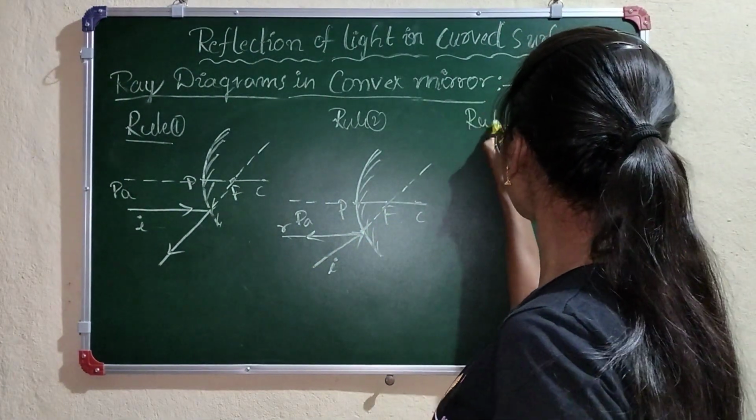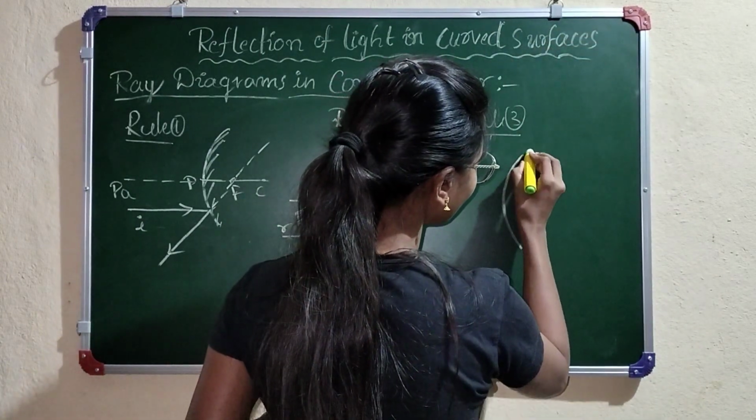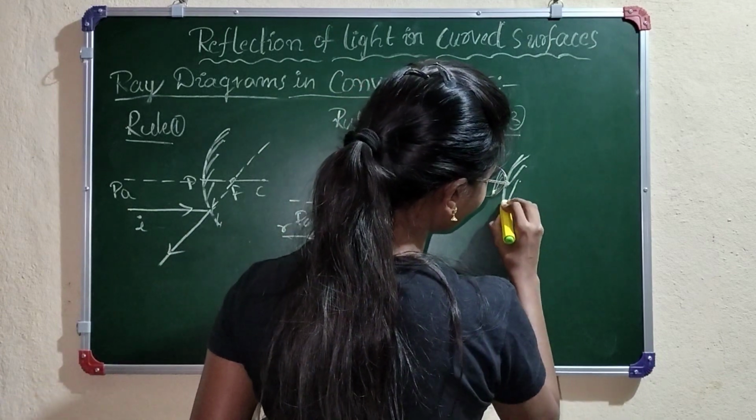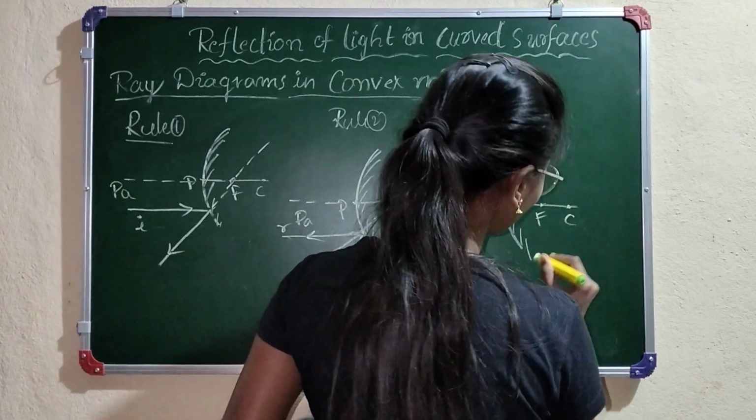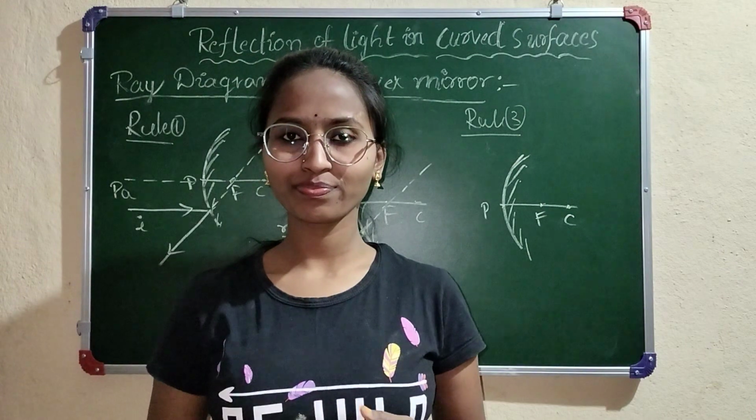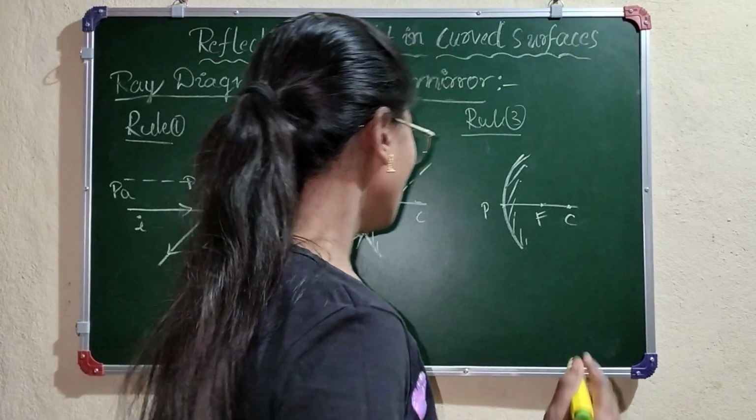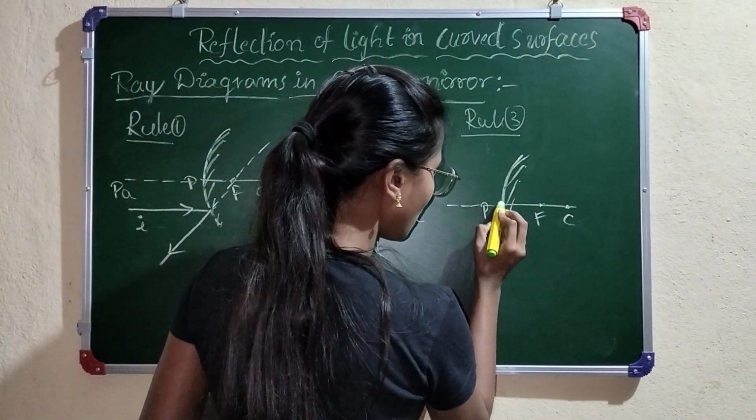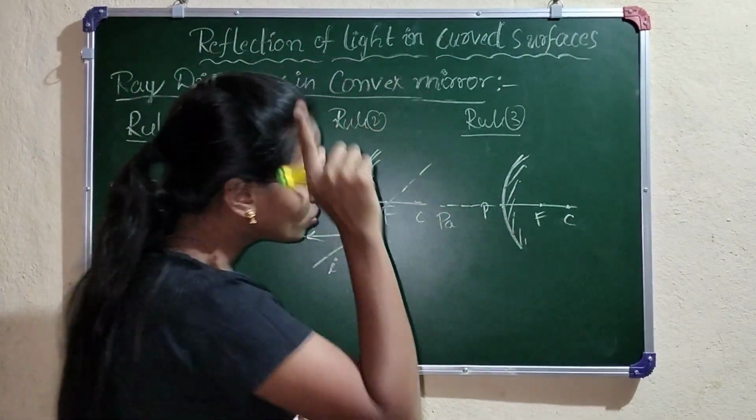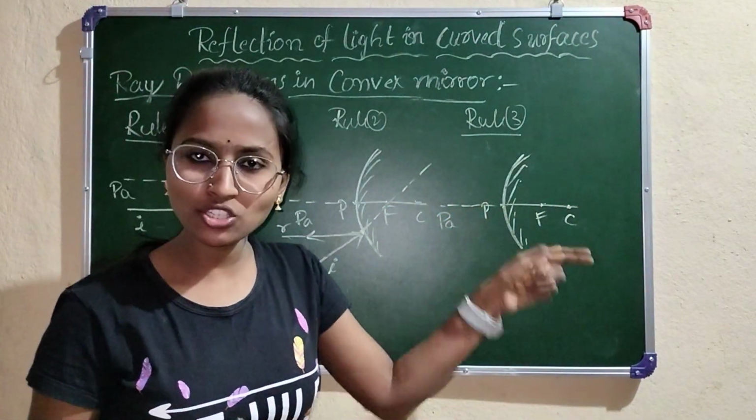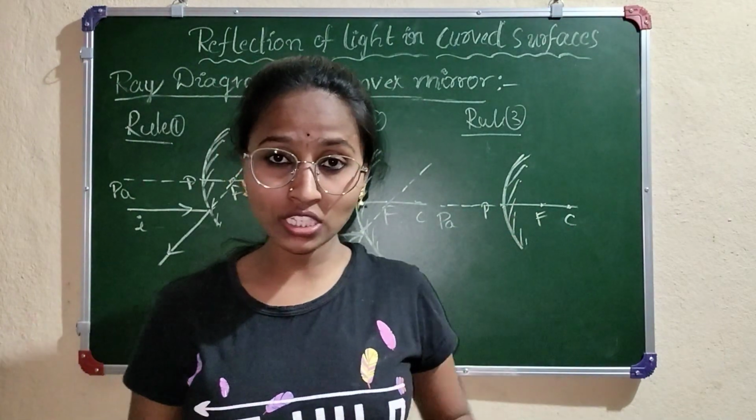Next, rule 3. I'm extending the principal axis. So now, the rule 3, what is there? If the incident ray passes through the center of curvature, am I clear? Yes. If the incident ray passes through the center of curvature.